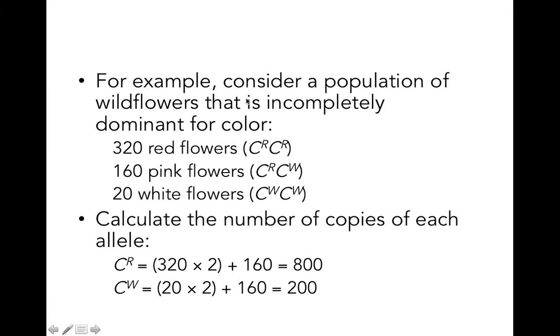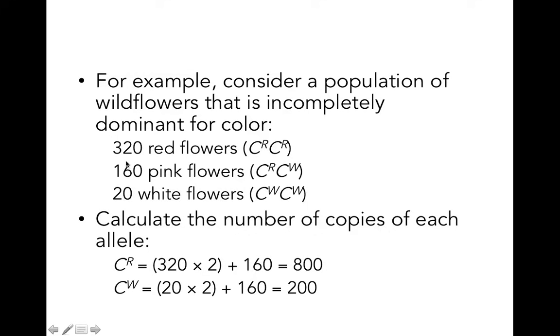Let's say we've got a population of wildflowers that is incompletely dominant, just like our snapdragon example. We use this example of incomplete dominance because it makes it a lot easier for us to figure out where all the alleles are. So we've got 320 red-flowered plants, 160 pink-flowered plants, and 20 white-flowered plants. We know the genetic basis for all of these phenotypes, these appearances. So we need to calculate how many copies of each allele there are.